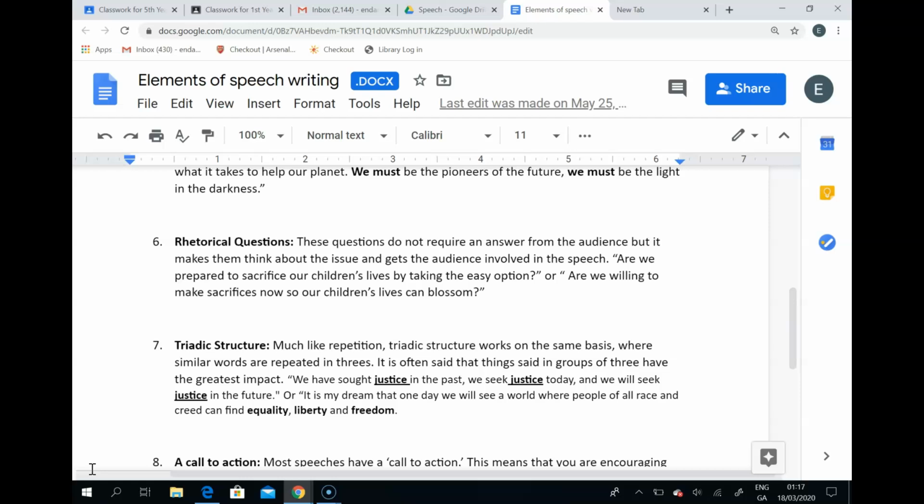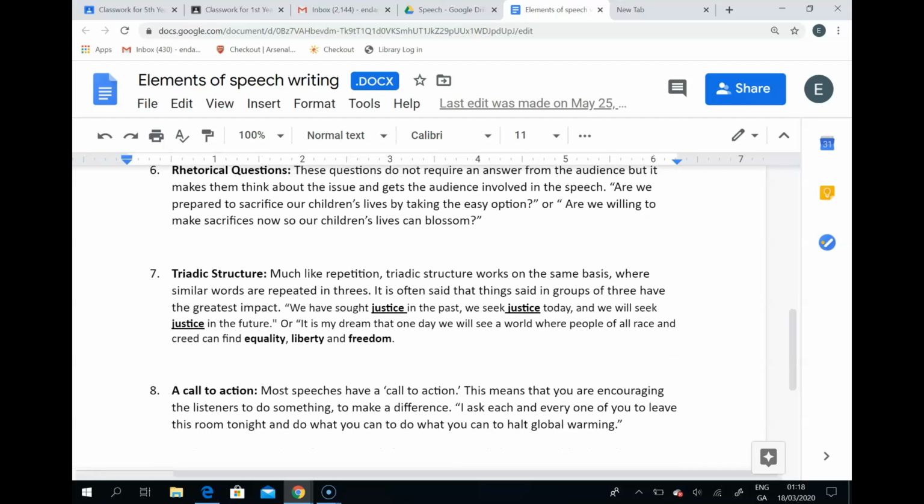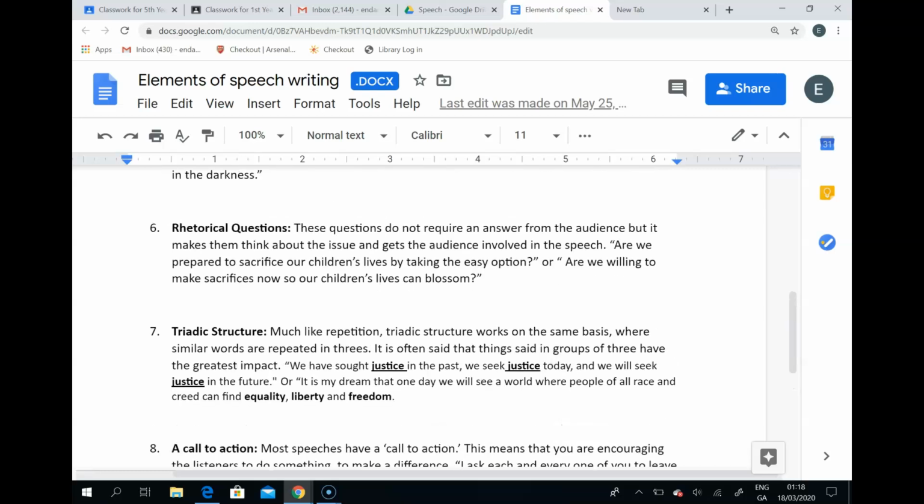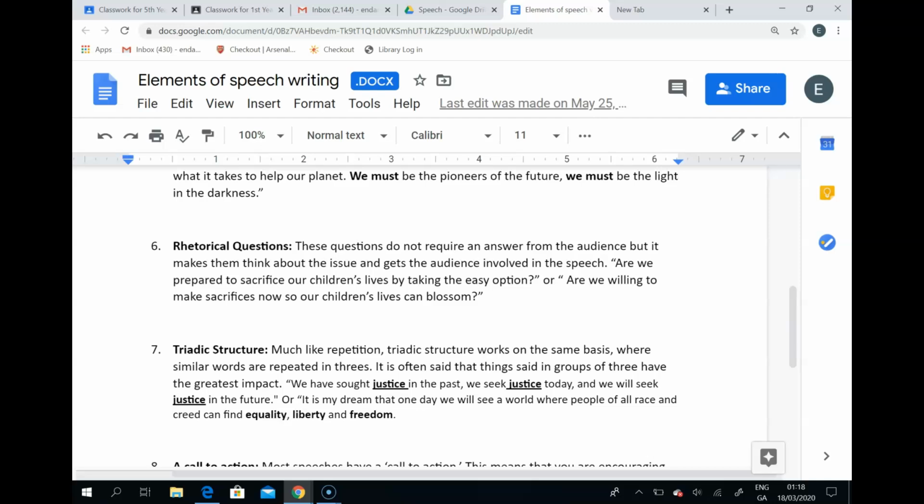The last thing I'm going to ask you to do in your CBA, if you're doing something on an issue like smoking, drugs, mental health, anything to do with an issue that you feel strongly about, you have to have a call to action. So the last one we're going to have here, a call to action, is where you're asking the audience to do something. Most speeches have a call to action. This means you are encouraging the listeners to do something, to make a difference. "I ask each and every one of you to leave this room tonight and do what you can to halt global warming." So you're asking them to halt global warming. It's the last thing you're doing in your speech.